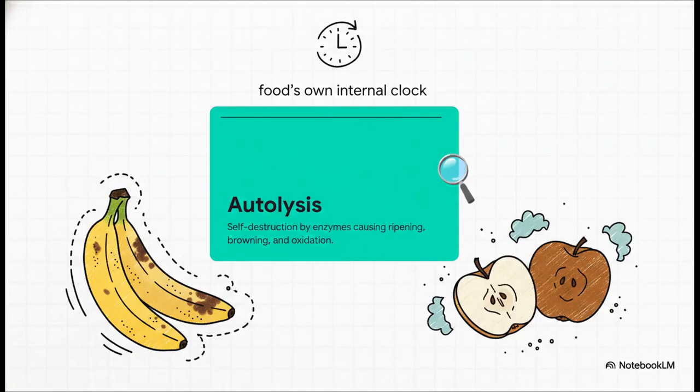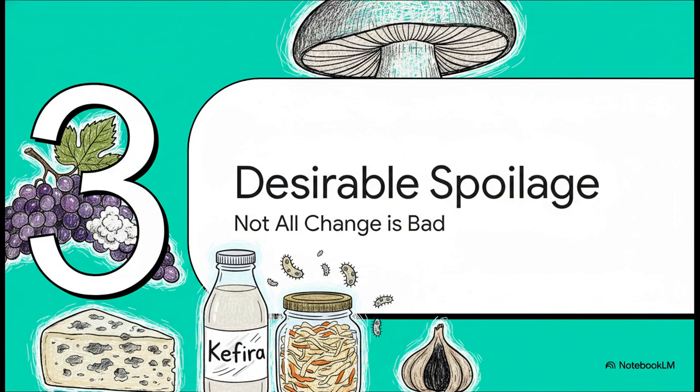This idea of autolysis is really fascinating. Just think of it as the food's own built-in clock, driven by its own natural enzymes. These enzymes are exactly what causes a banana to ripen to perfection, but they're also the reason a cut apple turns brown when you leave it out on the counter. And this leads us to a really surprising twist in the story.